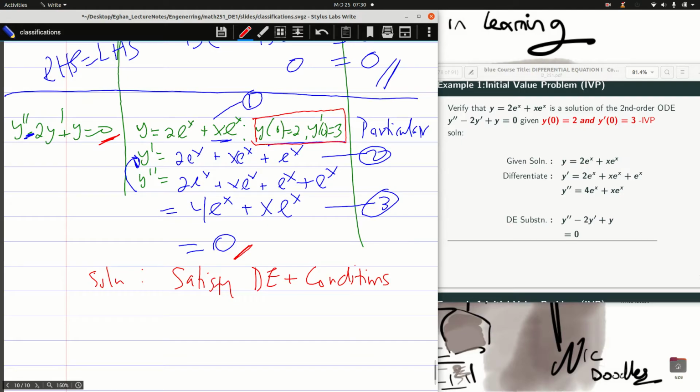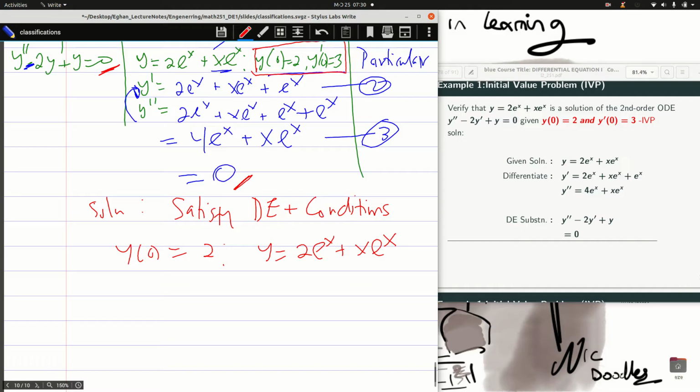It says y at 0 is equal to 2. The solution says y is equal to 2e^x plus xe^x. How do I verify that? So I set x to be 0. Don't forget, whenever I see x, I substitute 0. I must get 2. So 2e to the power 0 plus 0e to the power 0. This whole thing goes to 0. E to the power 0 is 1, so I get 2, which corresponds to that. So indeed it has satisfied the first condition.